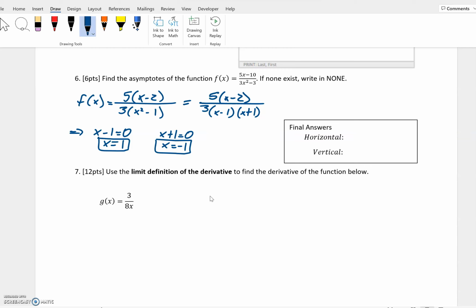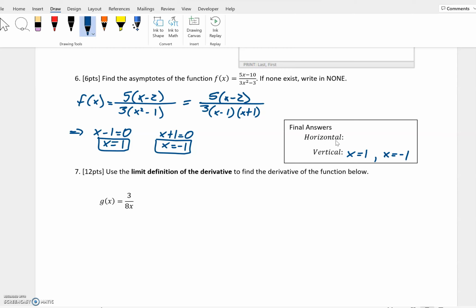Asymptotes are lines, right? So these should not just be 1 and negative 1, because then we don't know if we're talking vertical, horizontal. We should be saying x equals 1, x equals negative 1. That's very clear that we're talking about two lines that are vertical. And we did have a lot of folks switch these as far as vertical, horizontal. So a constant x value is vertical, a constant y value is horizontal.